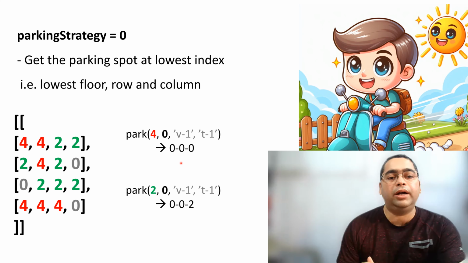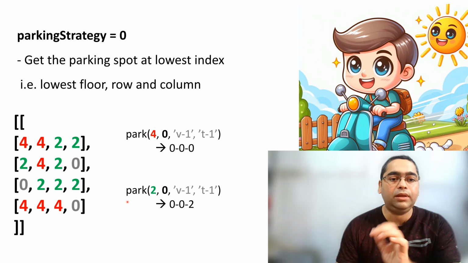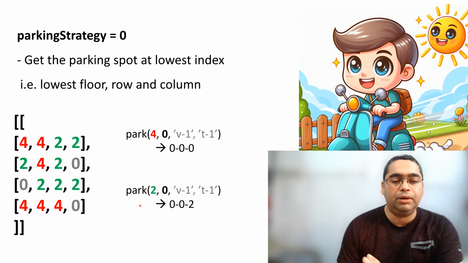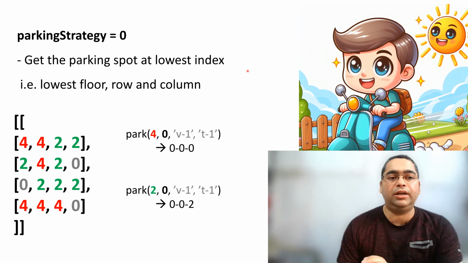Now let's suppose again the park method is called for vehicle type 4, then it will return 0, 0 and 1 because this is the 1th column or first column. Next, what if the park method was called with vehicle type 2? So this is the first free one. So we have returned here 0-0-2, that is floor 0, row 0 and column 2. So parking strategy 0 is there.